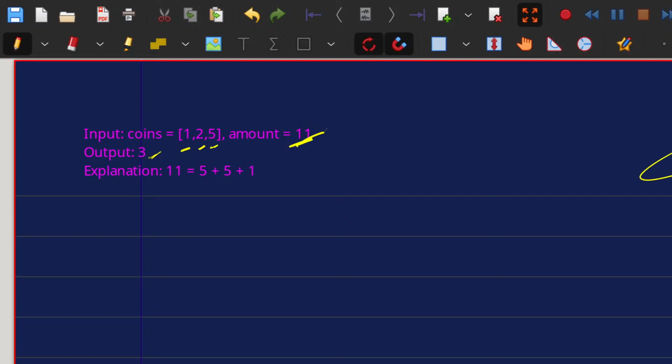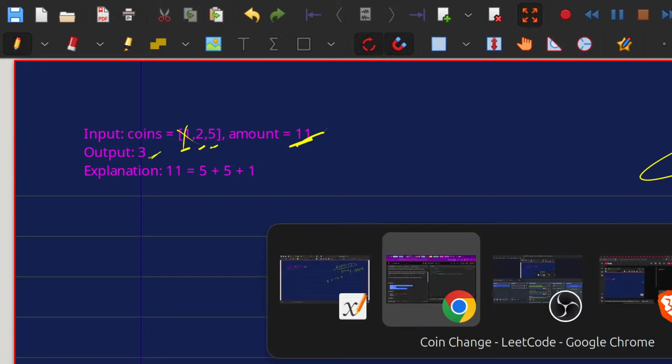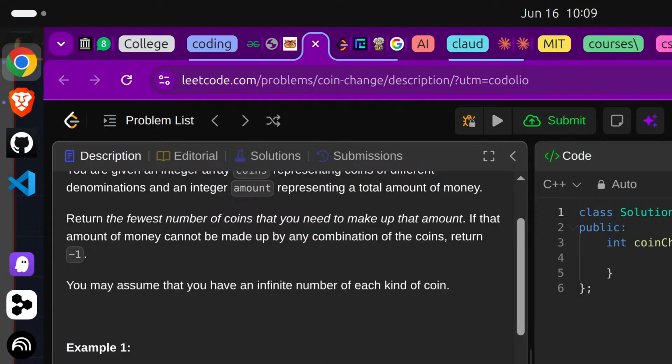But let's say there was no 1 in this, for example. So how can we find that? 5, 5 and 2. This is no, right? Or let's take another example from here.